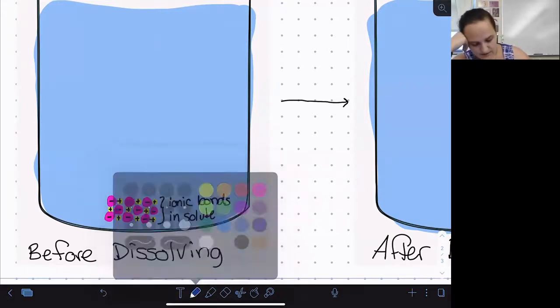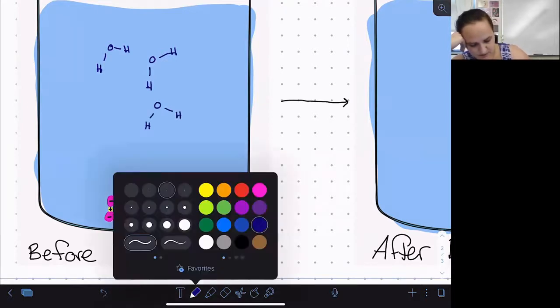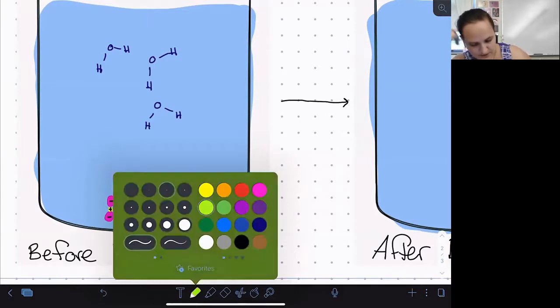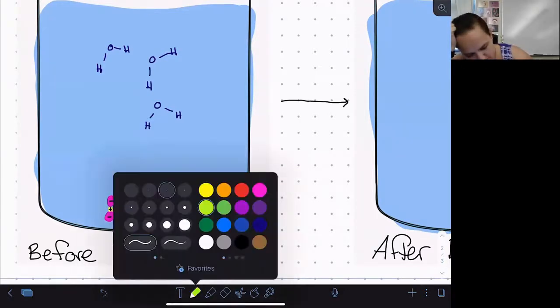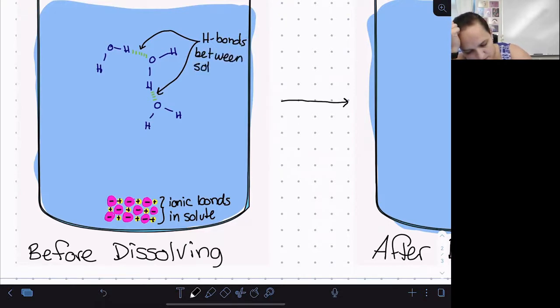And then in our solvent, so this is all water, there would be lots and lots and lots of water molecules, but they are attracted to one another via hydrogen bonds. So between oppositely charged ends of separate water molecules, we have hydrogen bonds between solvent molecules.